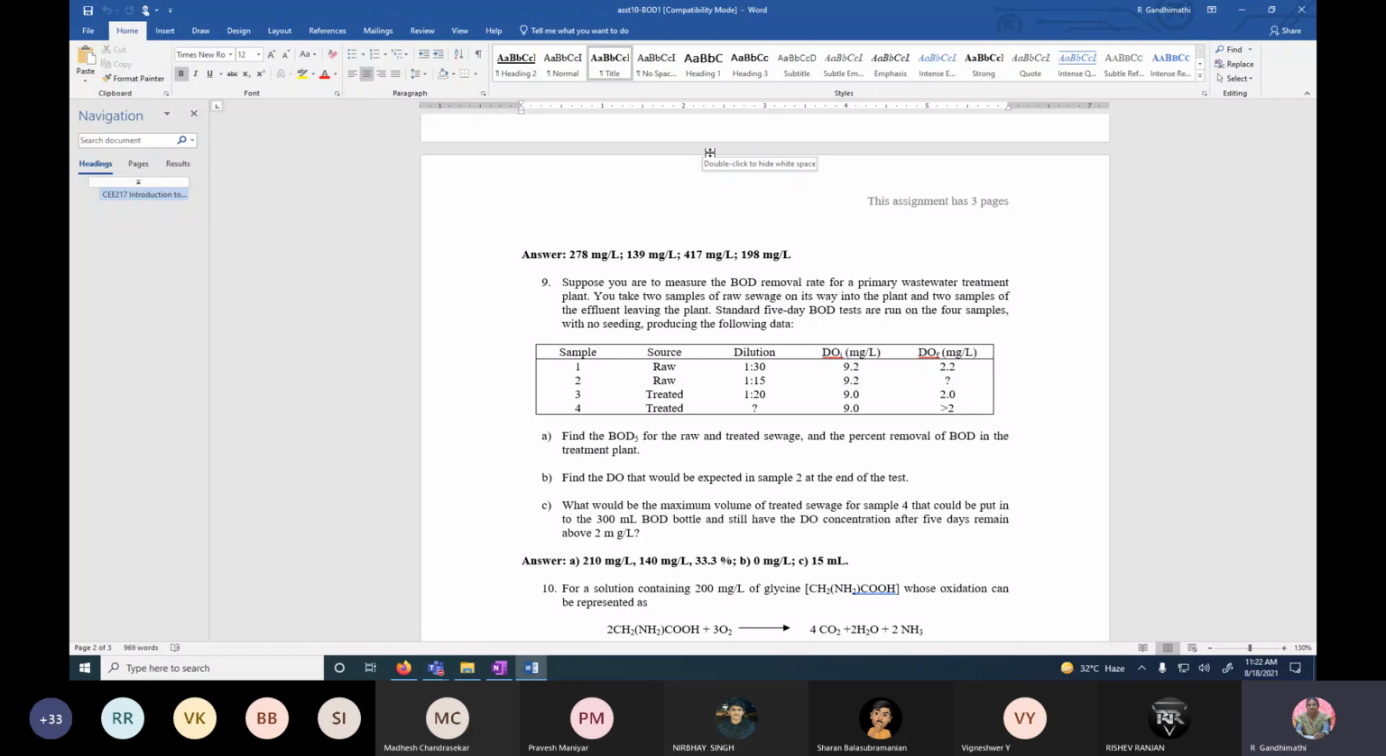Then third one, what would be the maximum volume of treated sewage for sample 4 that could be put into the 300 ml BOD bottle and still have the DO concentration after 5 days remain above 2 milligram per liter.